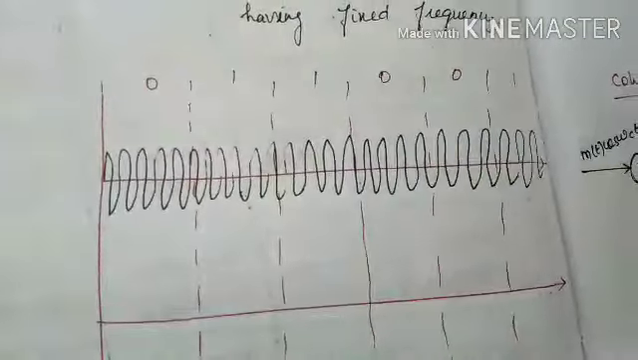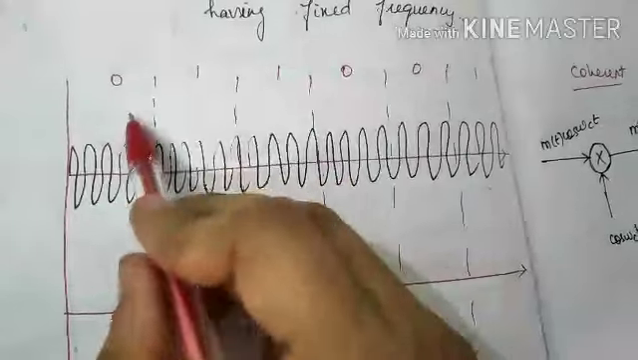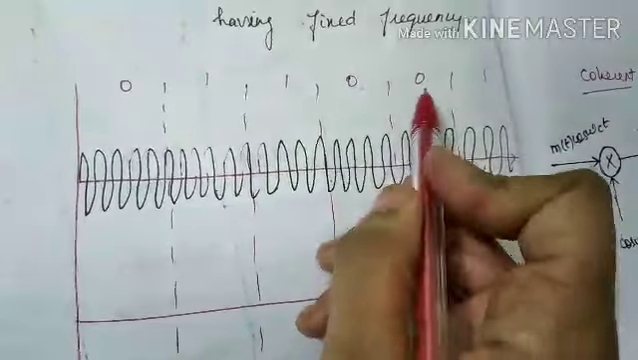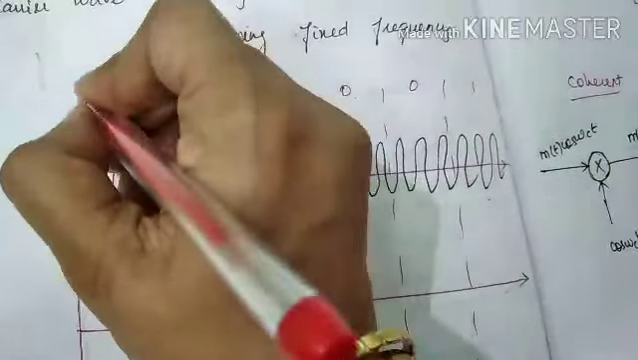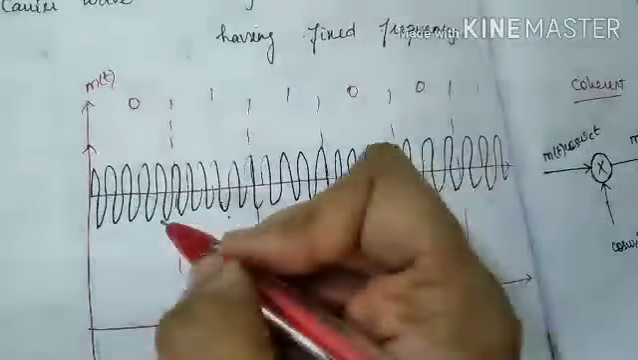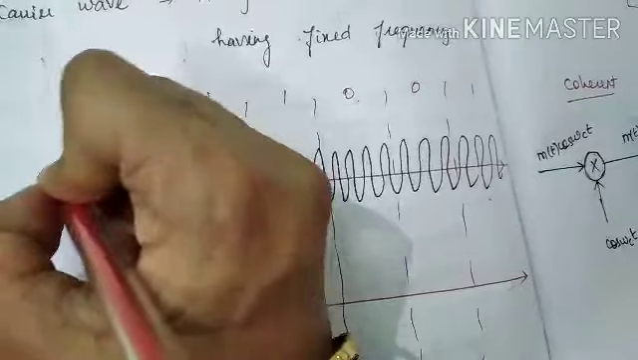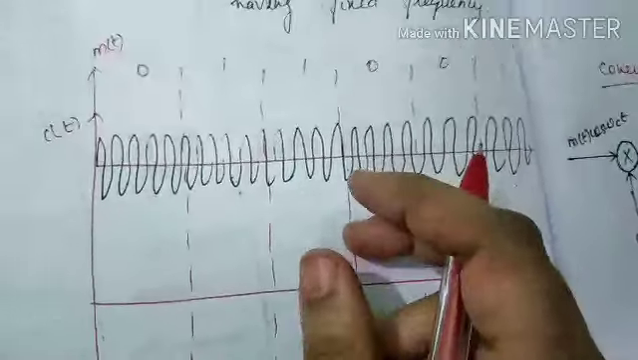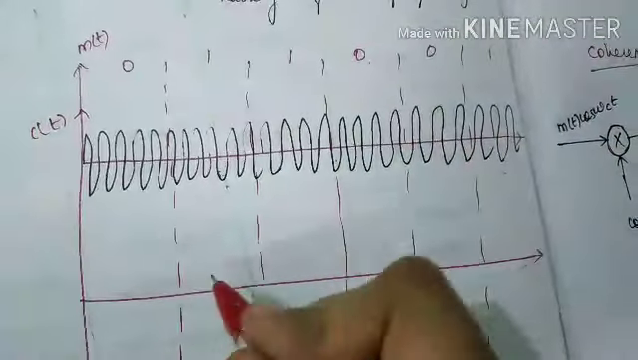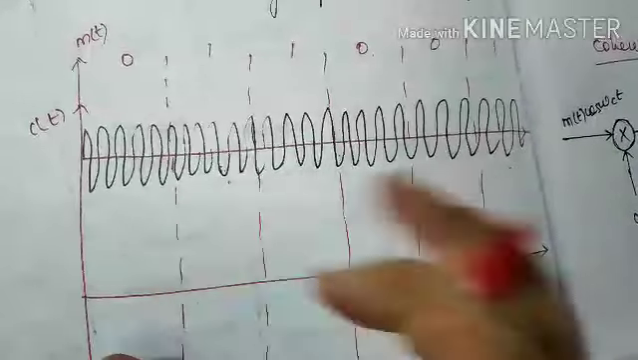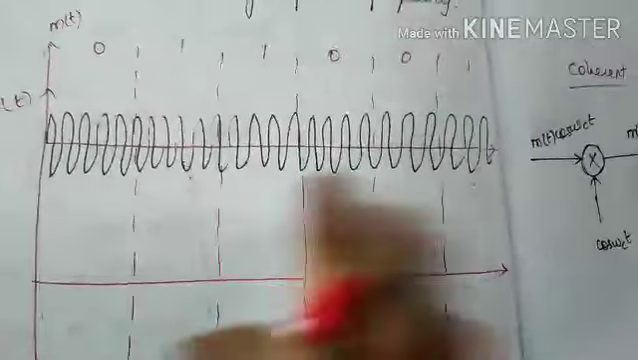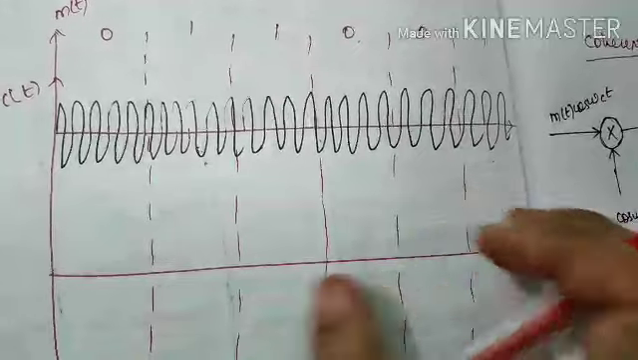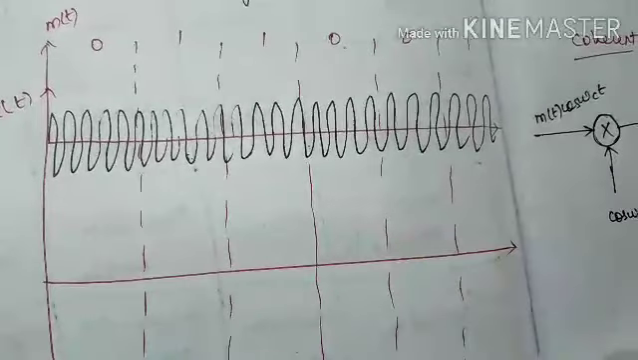Let us assume one message signal: 0, 1, 1, 0, 0, 1. This is said to be the message signal m of t. And this is our sinusoidal signal, which I consider as the carrier wave c of t. Now we are going to plot the amplitude shift keying modulated signal, the digitally modulated signal, over here.